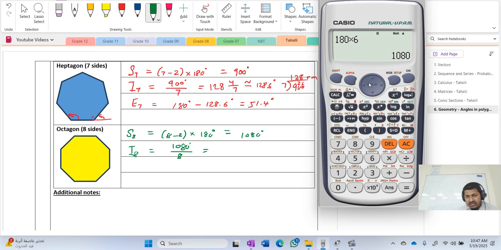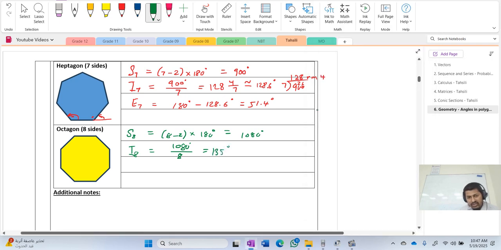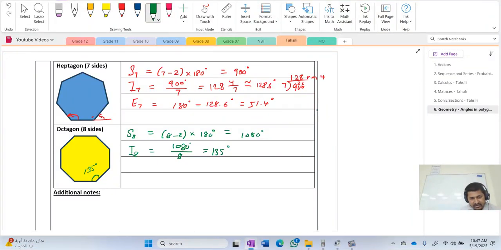If the inside angle is 135, remember it's a regular polygon, so all sides are the same and each angle is the same. The angle outside will be 45. The exterior angle is equal to 180 minus 135, which is 45 degrees.